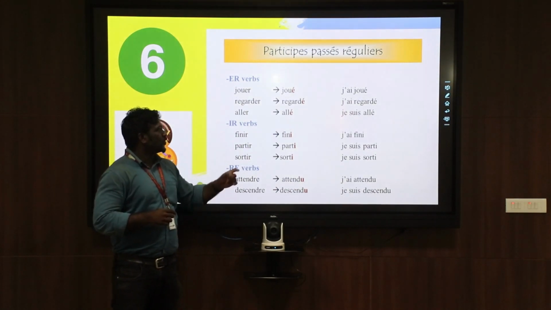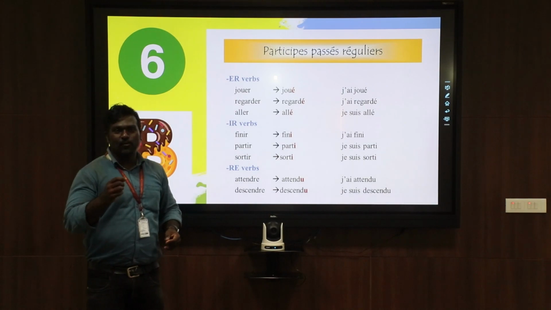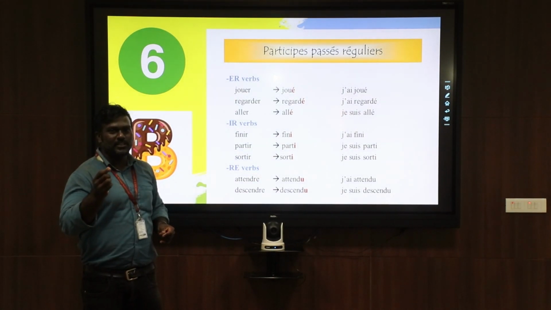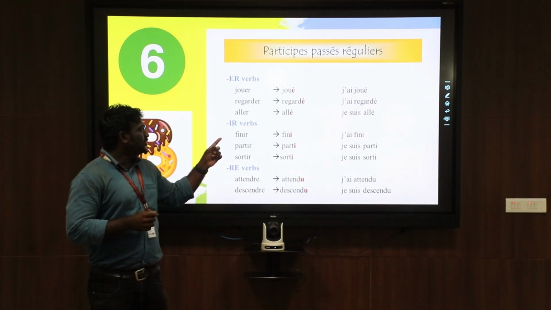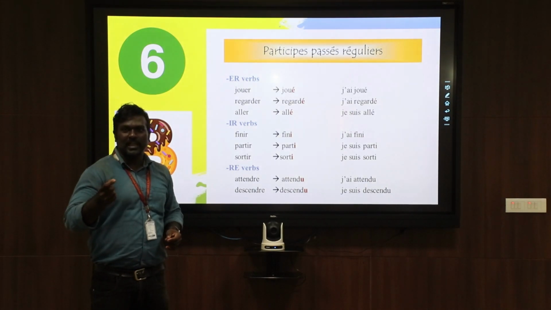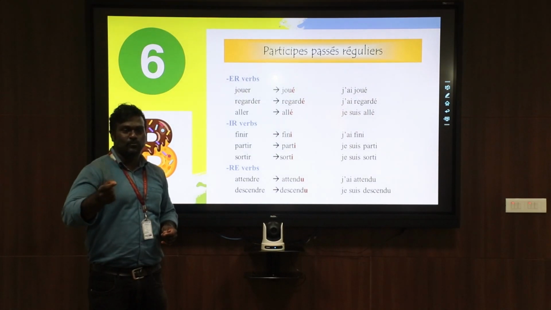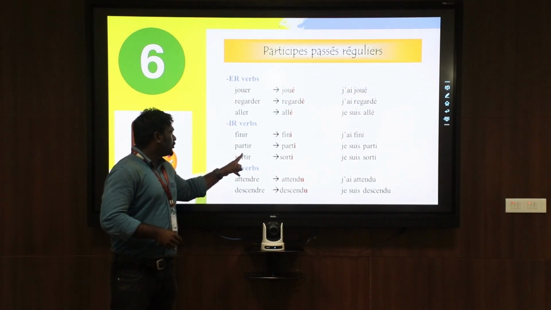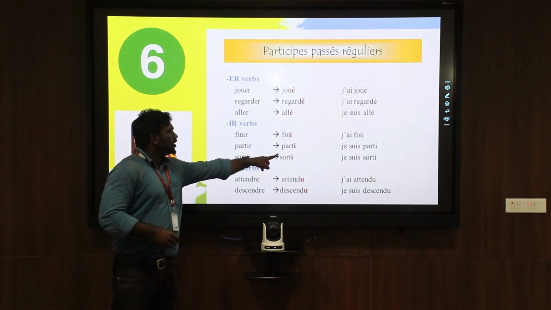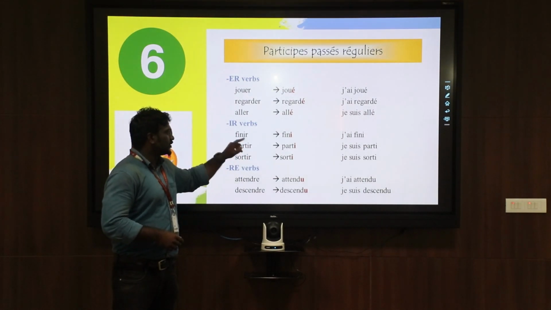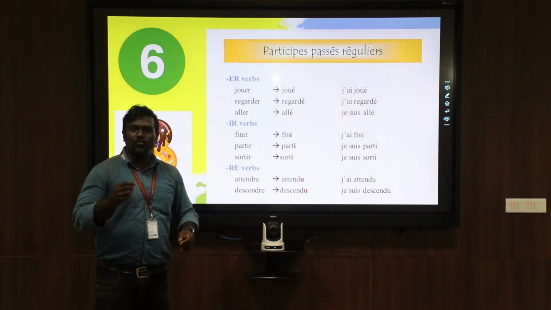Aller, gone. For example, j'ai joué, I have played. J'ai regardé, I have seen, I have watched, I have looked out. Je suis allé, I am gone. Actually, in English we say I have gone, but in French we have to say I am gone. And we have finir, partir, sortir verbs. Finished, left, exited.